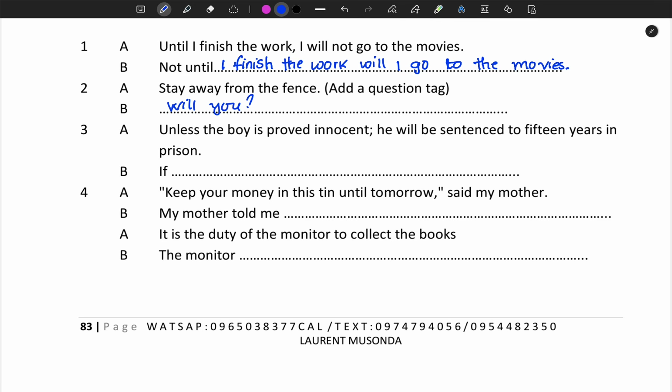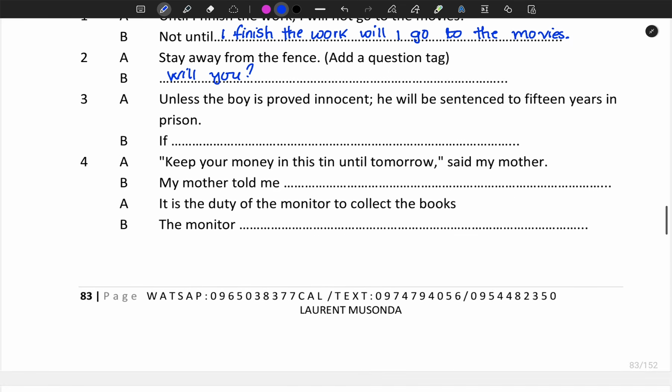Then for B, unless the boy is proved innocent, he will be sentenced to 15 years in prison. So the condition is if he's not proved innocent, he will be sentenced. If he is proved innocent, he will not be sentenced. So that is it. Now how can we write? We'll say if the boy is proved innocent.